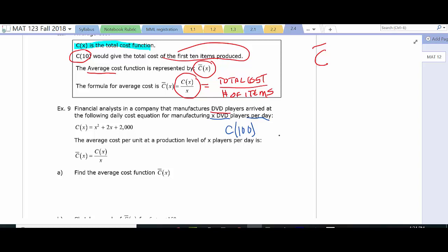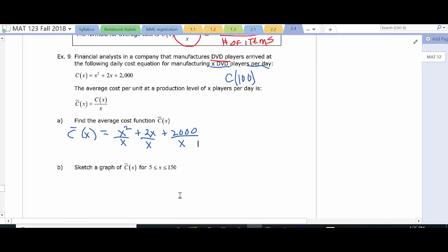That's important, okay? So what we do to find the average cost is we do this. When you find your average cost, you're going to write down the cost function that I gave you, x squared plus 2x plus 2,000, and then you just divide each term by x. Okay, that's what you're doing when you're doing an average. Then you're going to simplify this stuff to put this together. Okay, so basic algebra skills.